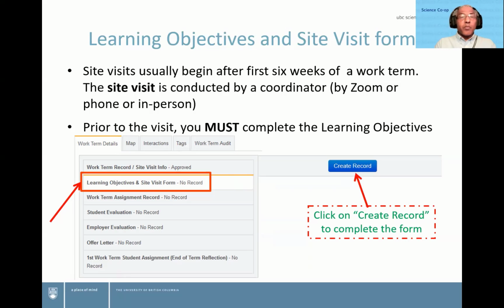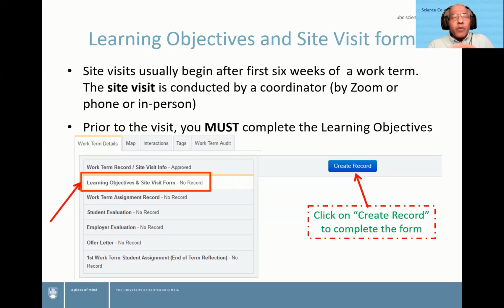Now, make sure that you complete the site visit form at least a few days before the site visit. Your coordinator will review the form, go through it, understand what you are doing on your co-op work term. If there are any issues, any concerns, any problems that have been mentioned in the site visit form, your coordinator will be aware of those and will make sure to discuss those with you and your supervisor.